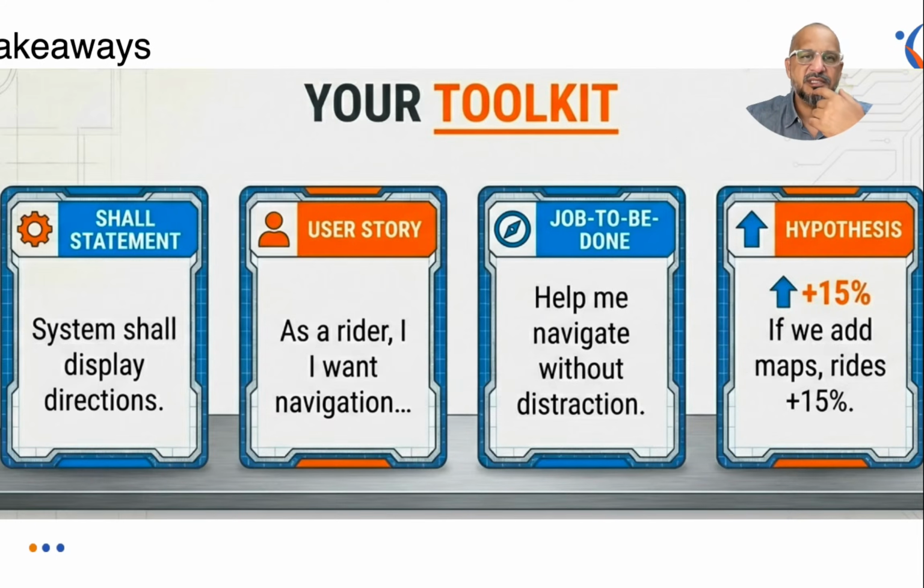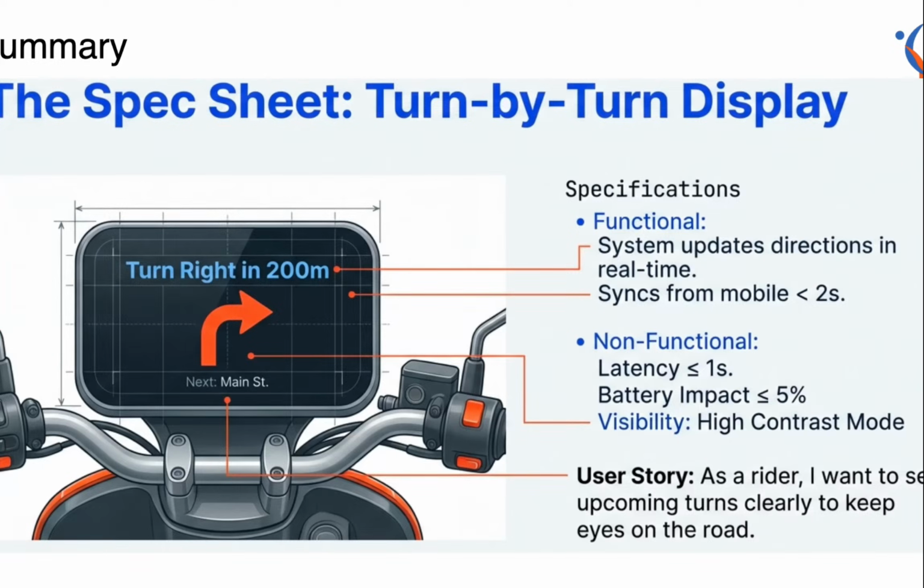Then there is what is called JTBD, right? Jobs to be done. What is the job of the rider, to navigate without distraction, right? So you could write in that format. And then there is hypothesis, right? So the hypothesis goes with, what is the upside, be it 15% upside in my sales, or accident free rides, or whichever way I want to state it.